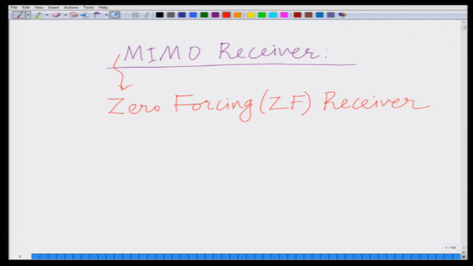Now remember, we have our MIMO system model. Our MIMO system model is given as y bar equals H x bar plus w bar, and let me refresh your memory. Y bar is an r cross 1 vector, x bar is the t cross 1 transmit vector, and H is the r cross t channel matrix, w bar is the r cross 1 noise vector, right.